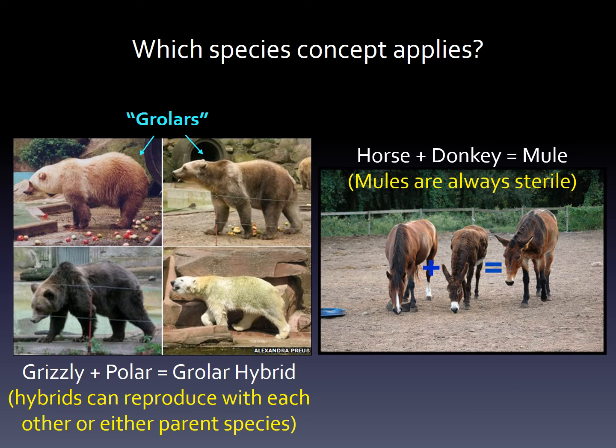Contrast that with mules. A horse and a donkey can have a baby, and we call that a mule, but mules are always sterile, meaning mules cannot reproduce. So in the horse, donkey, mule example, which species concept separates horses and donkeys? Hopefully you said the biological species concept, because that's the one that says they cannot reproduce to make fertile offspring. So horses and donkeys are different biological species.